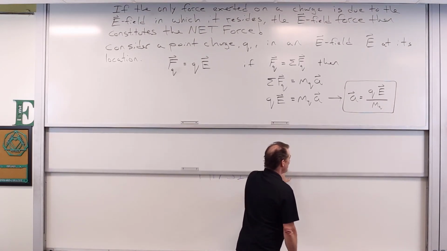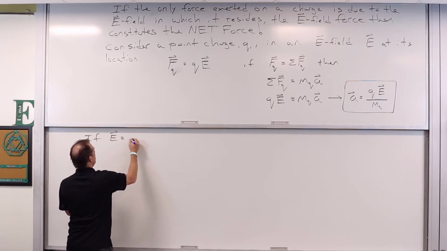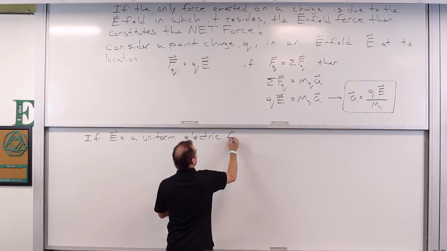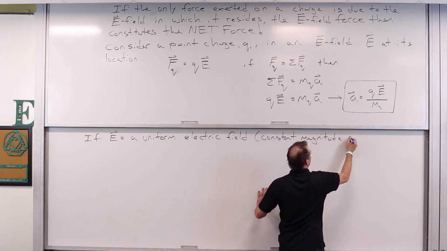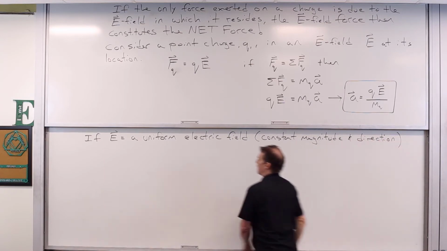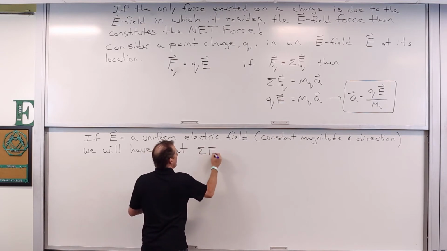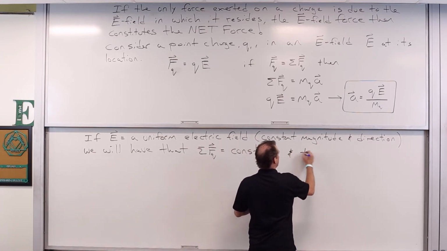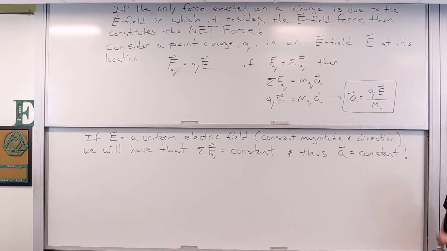So this brings us to some things that are of interest. If E hat is equal to a uniform electric field, constant magnitude and direction, we will have that sigma F hat sub Q will be equal to a constant, and thus A hat will be equal to a constant. And we already know what happens if the acceleration of an object is constant. We have equations of motion for constant acceleration, right?